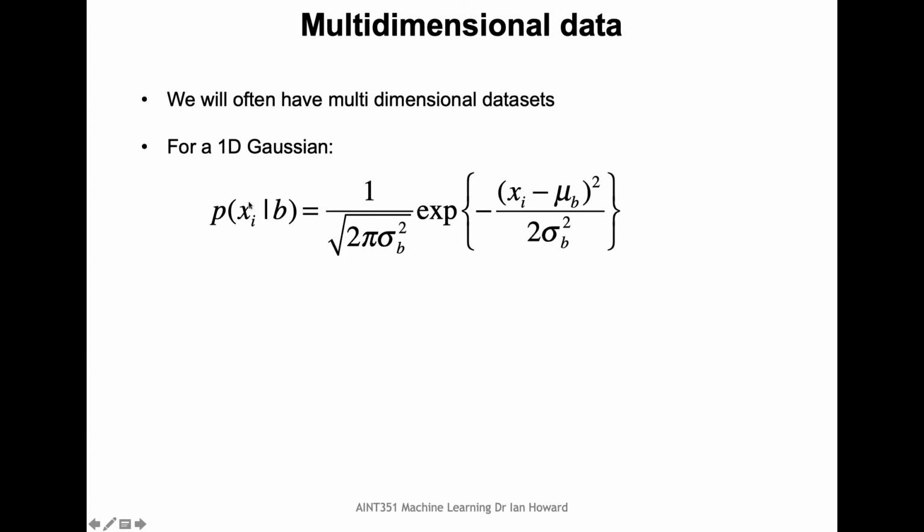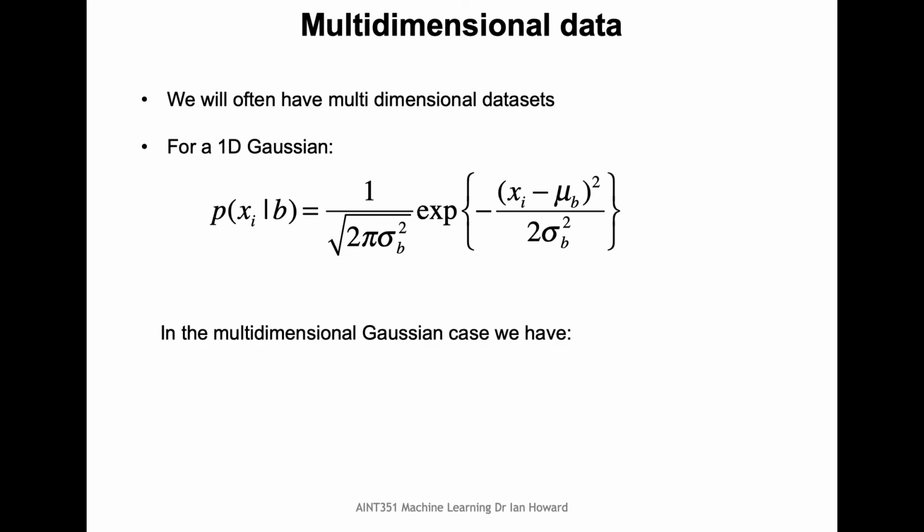So the probability of data point xi given the model B is given by 1 divided by the square root of 2 pi sigma b squared, and then we multiply that with the exponential function, which is then raised to minus xi minus mu b squared divided by 2 sigma b squared, where all the values here are now scalars, right? They're all one-dimensional values.